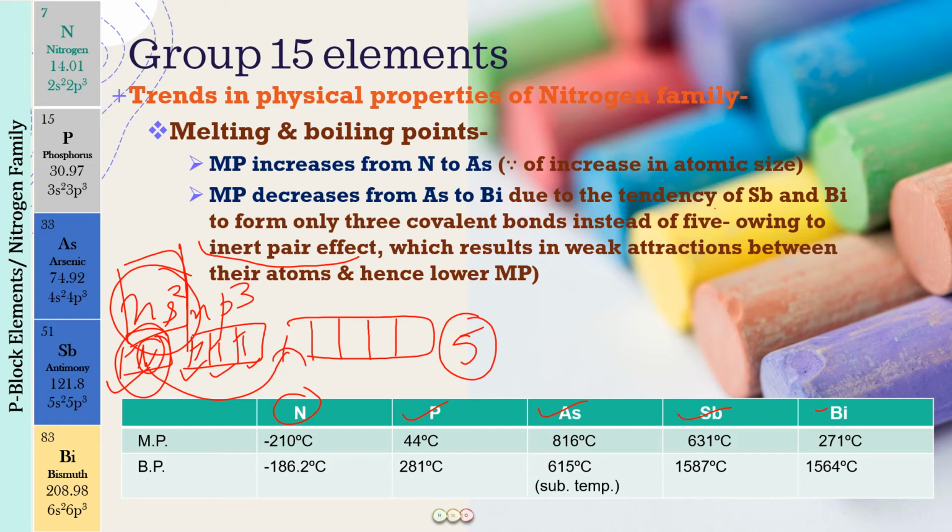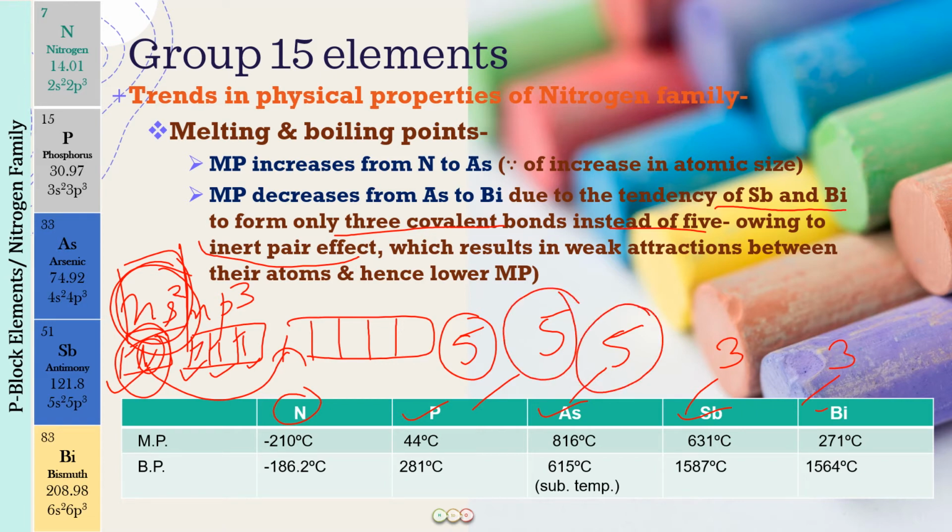That is why antimony and bismuth, because of the inert pair effect, because these two s orbitals do not want to participate in bond formation, are forming only 3 covalent bonds instead of 5. Okay. Now just understand that phosphorus can form 5 bonds, arsenic can form 5 bonds, antimony is forming 3 bonds, and bismuth is forming 3 bonds. So if you have to break 5 bonds, you will require more energy. Here in case of arsenic, again, the size is also increasing and the bonds are 5. So we have to require more energy to melt arsenic.